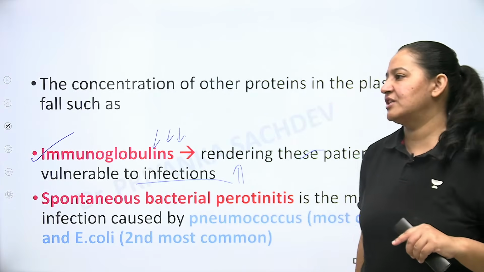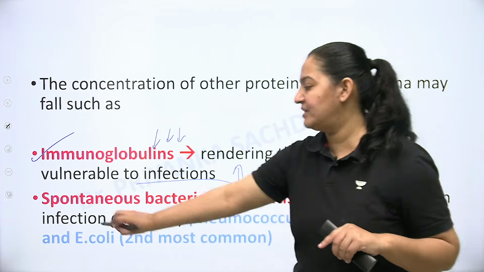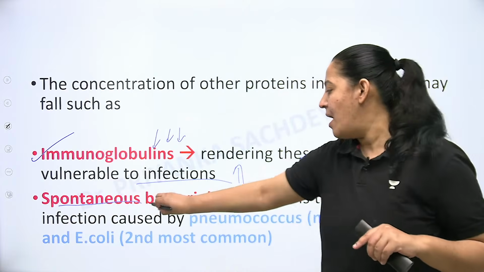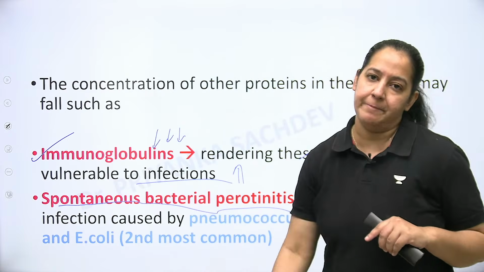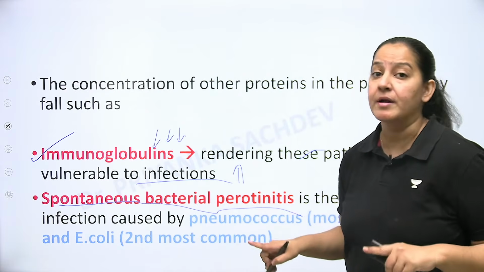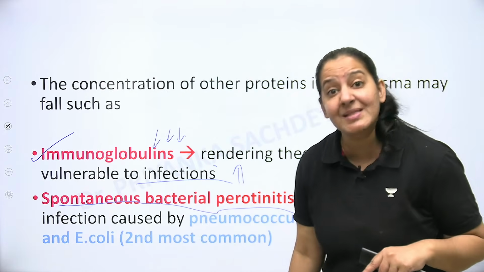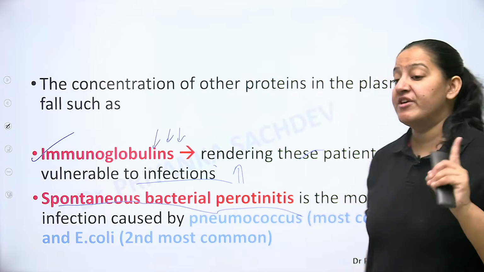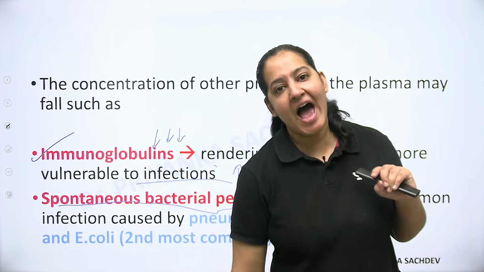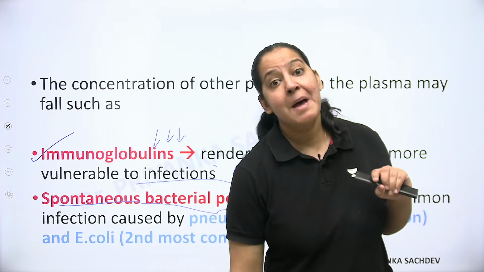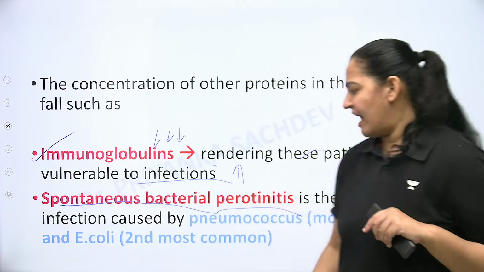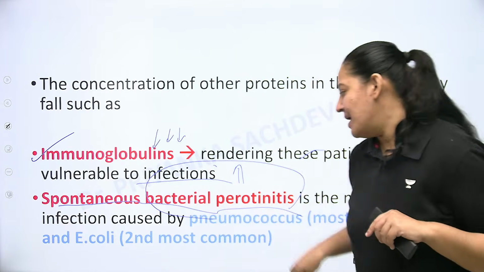So name the infection which is most common in such patients. These patients have spontaneous bacterial peritonitis very commonly. This infection occurs very commonly because they are vulnerable to infection. So bacterial infections are common. Or kaun sa bacterial infection? So the patient with nephrotic syndrome has high chances of developing bacterial peritonitis.